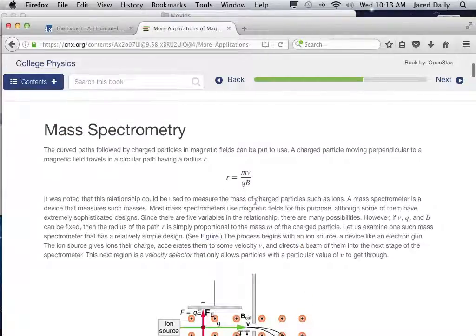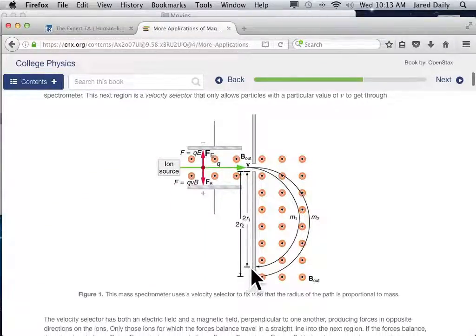Therefore, this equation will work, because everything has the same velocity, the same magnetic field, and the same charge. The only thing that affects this is mass. So the radius is directly affected by the mass. If you have a bigger radius, you have a bigger mass. And that's all there is to it.